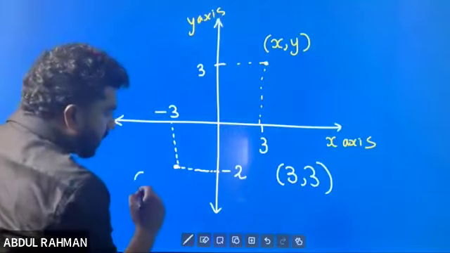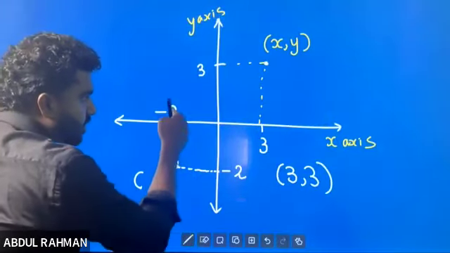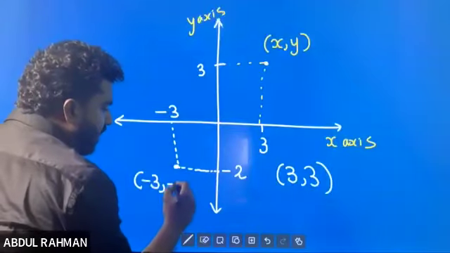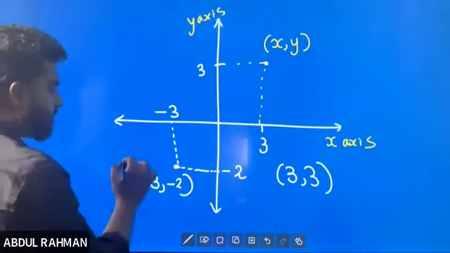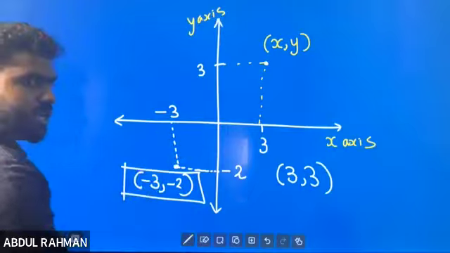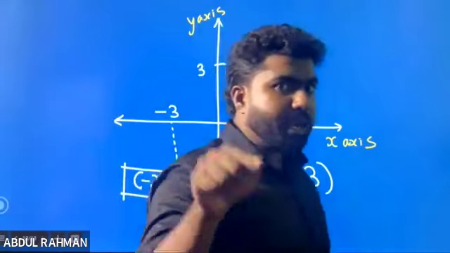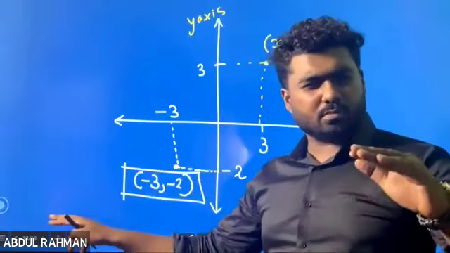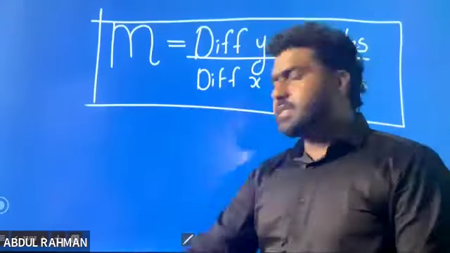This point, the x-axis is this, so this is the x value. So it is -3 and this is going to be -2. This is what is called your coordinate. The location of a point in the Cartesian plane is called a coordinate of a Cartesian plane.